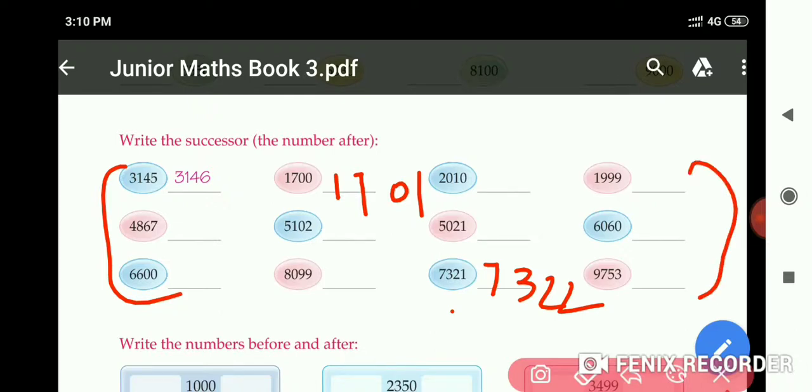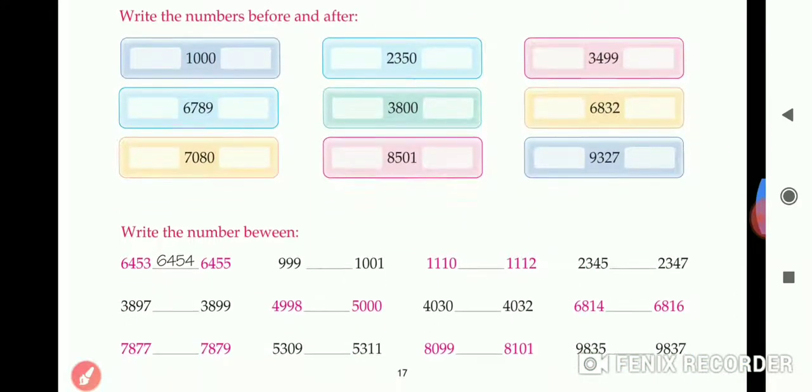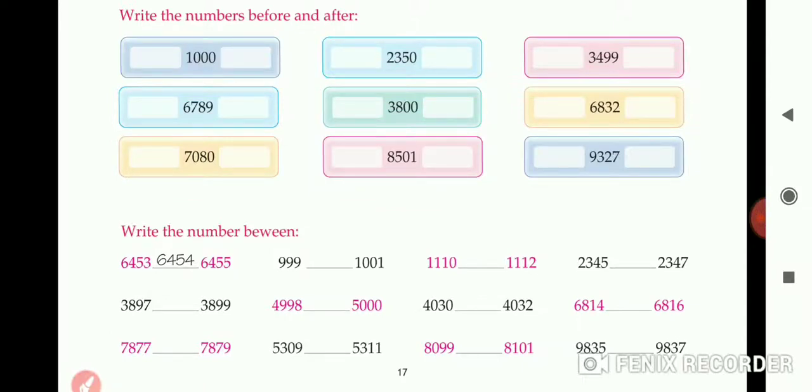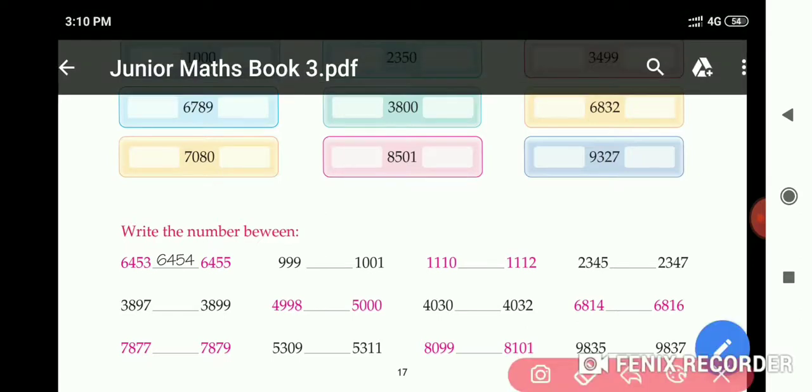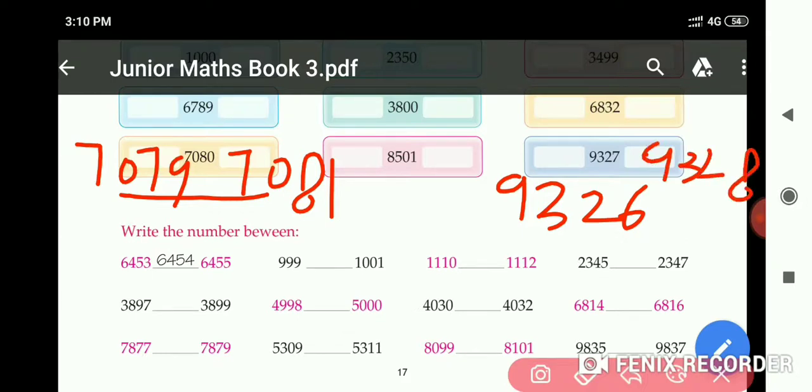Write the numbers before and after. We have to write the numbers exactly before and exactly after the given number. Look here, it is given 7080. So 7079, 7081. It is 9327. So 9326, and here 9328.